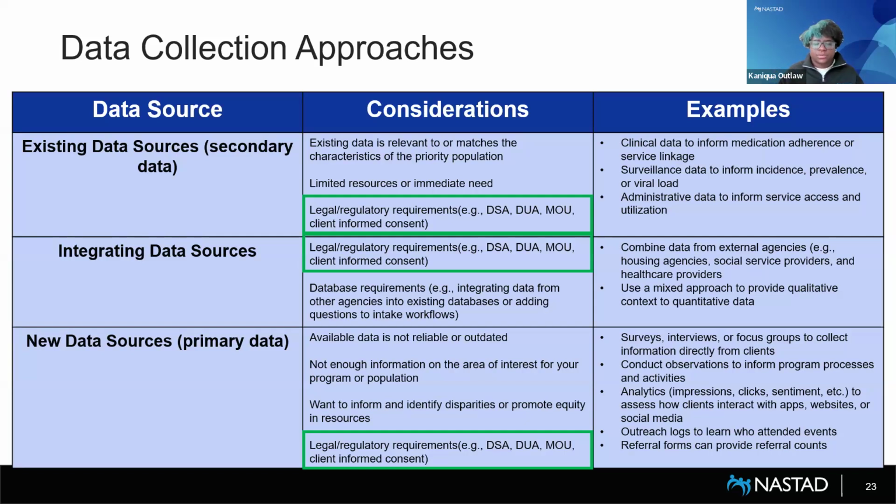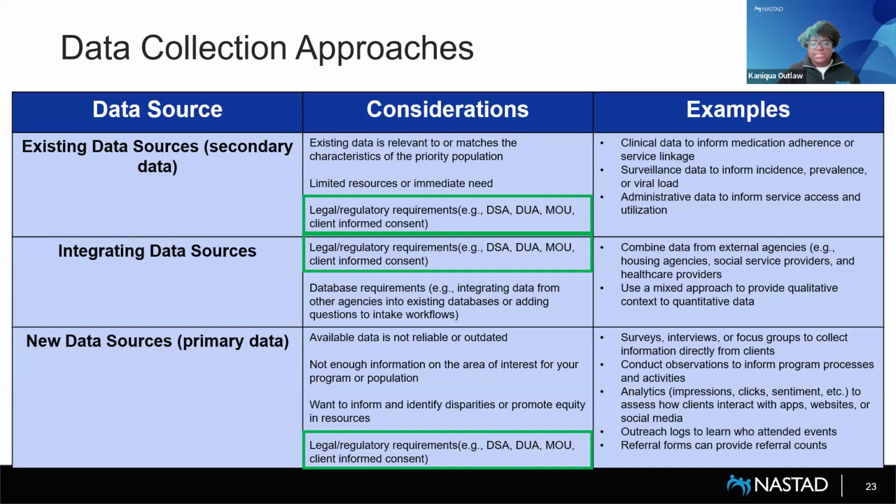For existing data sources, there are a few things to keep in mind. Some questions you might ask yourself are, is the data that's available sufficient to answer questions about your priority population? Do you have the staff, resources, and time to dedicate to collecting new data? There might be some scenarios where you might consider using existing data sources. These might include clinical data to inform you whether a client has been linked to services or picked up medication, or administrative data that might tell you the extent that services were utilized.